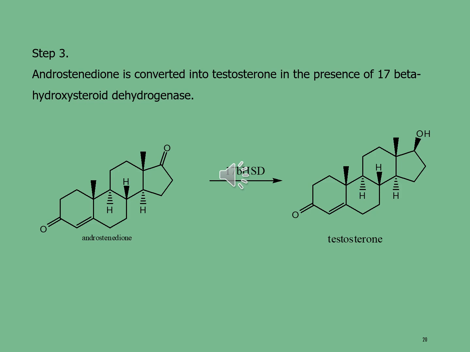But the carbonyl group which was present at carbon 17 position is converted into a hydroxyl group as beta. So the difference between testosterone and androstenedione is just the presence of a hydroxyl group at carbon 17 position in testosterone as compared to the carbonyl group at 17 position in androstenedione. So this is the general method for the synthesis of testosterone.